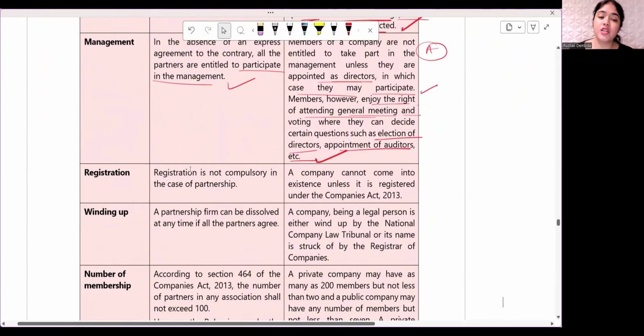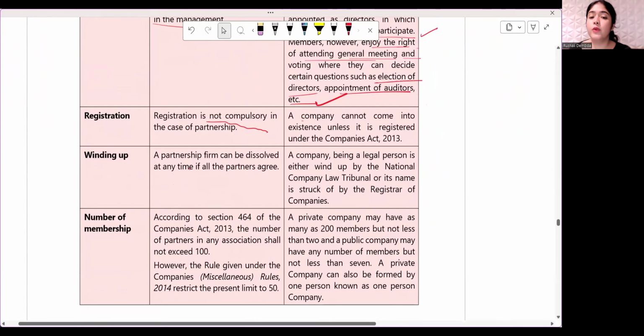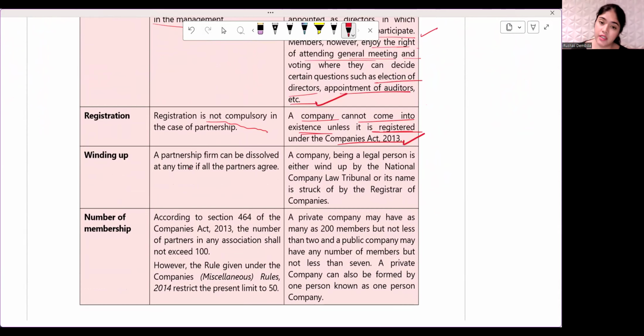Now, registration. For a partnership, registration is not compulsory. And a company cannot come into existence unless registered under the Companies Act 2013. Unless your company is registered under the Companies Act 2013, it will not come into existence.